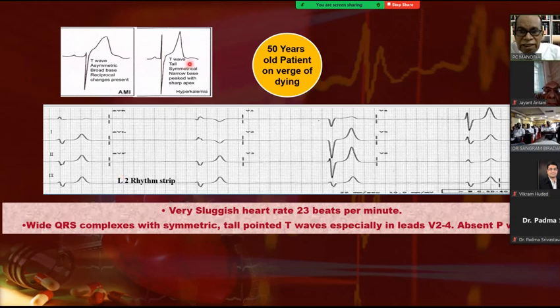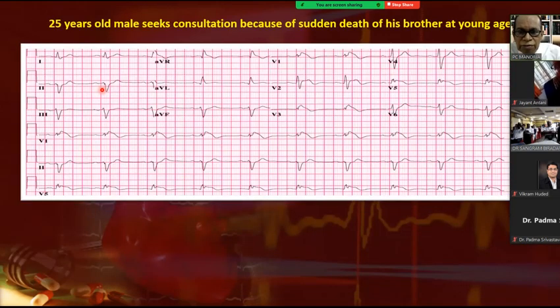You can see T waves tall, they are symmetrical, narrow base, peaked with sharp apex, unlike the hyperacute T wave of myocardial infarction, which is asymmetrical, the base is broad, and there are reciprocal ST segment changes, which are not present here. Potassium was very high, treated, and the patient recovered.